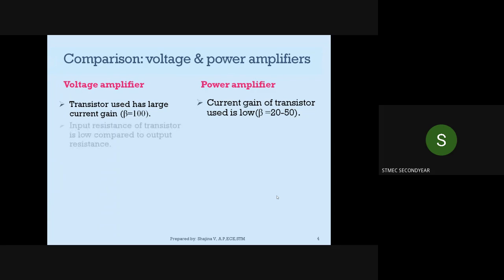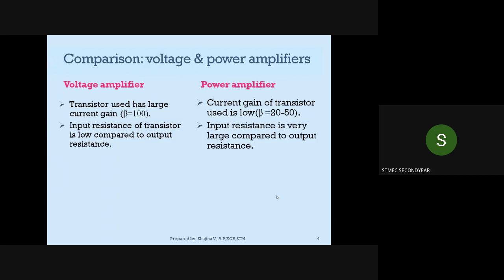And the second one is that the input resistance of the transistor is low compared to output resistance. That is, for the transistor used in a voltage amplifier, input resistance will be low compared to output resistance. That is, output resistance will be high. In case of a power amplifier, input resistance is very large compared to output resistance. Then the next difference is the physical size of the transistor.